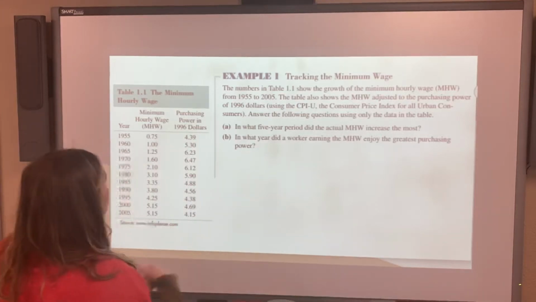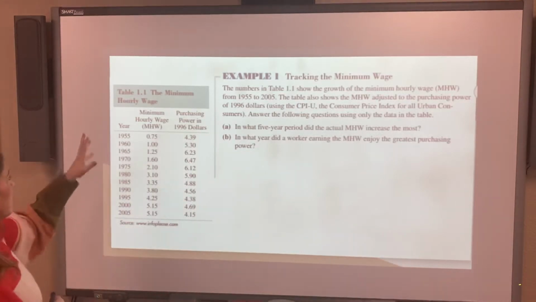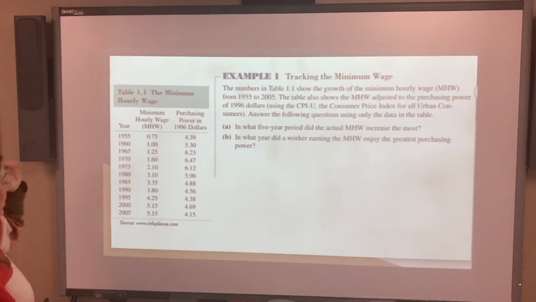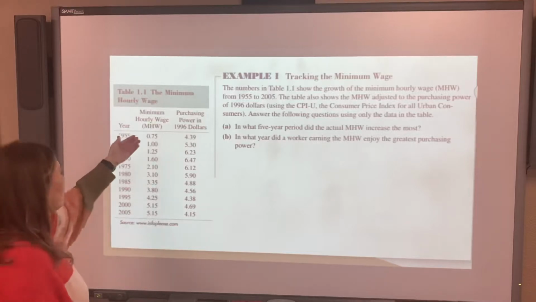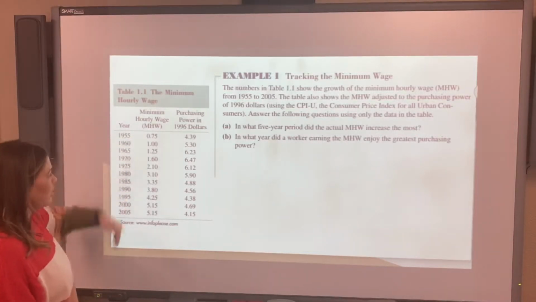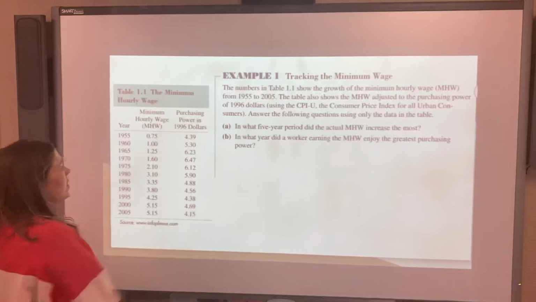So the first one talks about the minimum hourly wage in different years from 1955 to 2005. They're increasing by 5. And it talks about what the hourly minimum wage is for each year. And then it talks about the purchasing power.